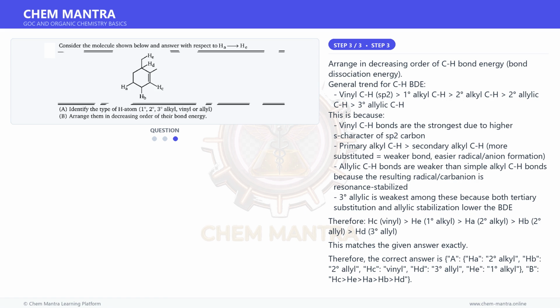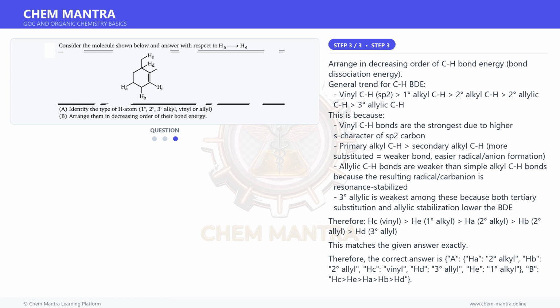Allylic C-H bonds are weaker than simple alkyl C-H bonds because the resulting radical is resonance stabilized. 3 degree allylic is weakest among these because both tertiary substitution and allylic stabilization lower the BDE. Therefore, HC, vinyl, HE, 1 degree alkyl, HA, 2 degree alkyl, HB, 2 degree allyl, HD, 3 degree allyl. This matches the given answer exactly. Therefore, the correct answer is A.